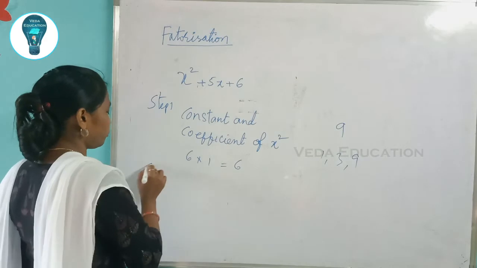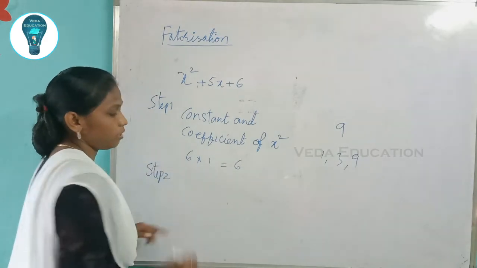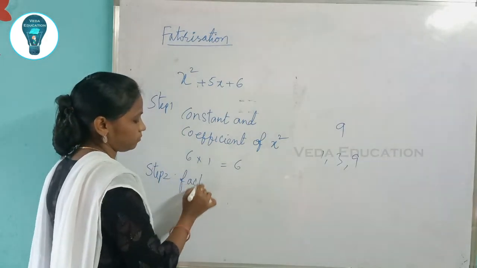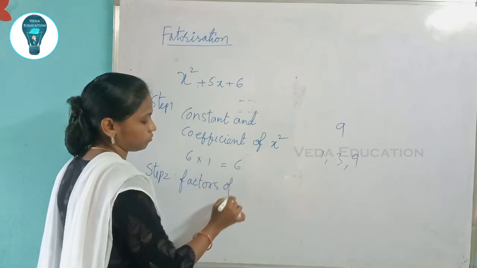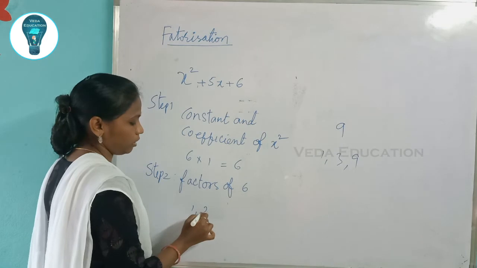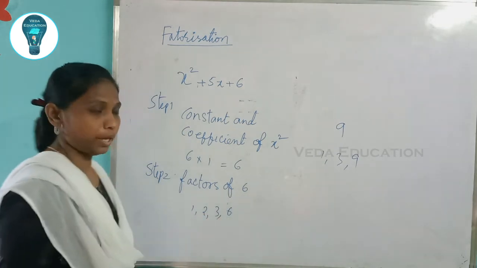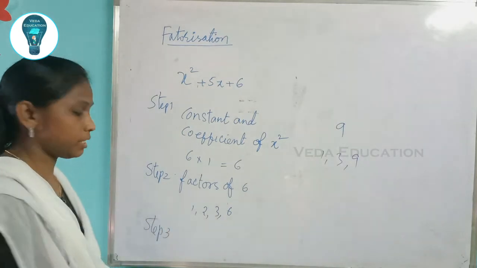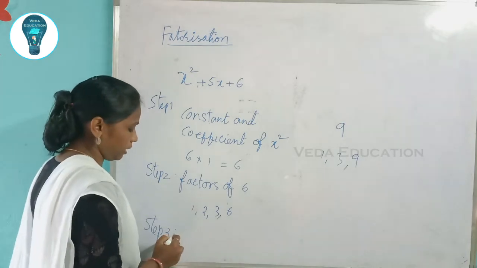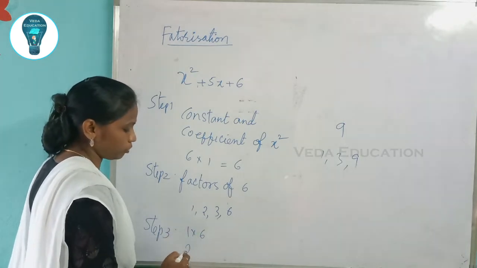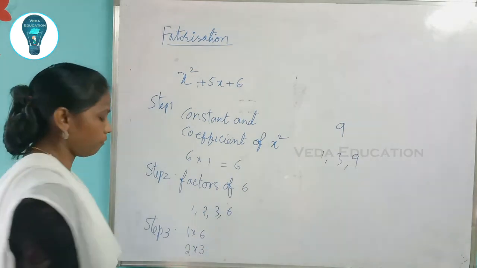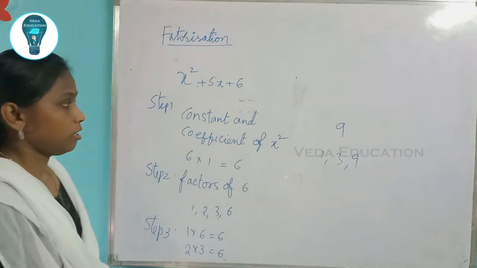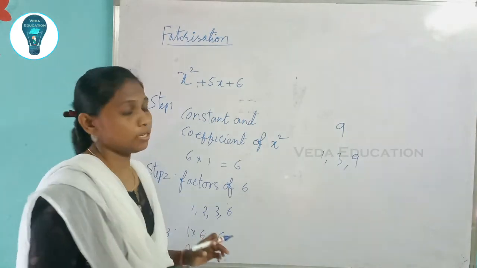Got it? Now step 2. Write all possible factors of 6. Factors of 6 we are writing here. So factors of 6 are 1, 2, 3, 6. Now step 3. Which two numbers have product 6? Consider those factors. See here, 1 into 6 you will get 6 and 2 into 3 also you get 6. So 1 sixes are 6 and 2 threes are 6. In this, apply the signs plus and minus.